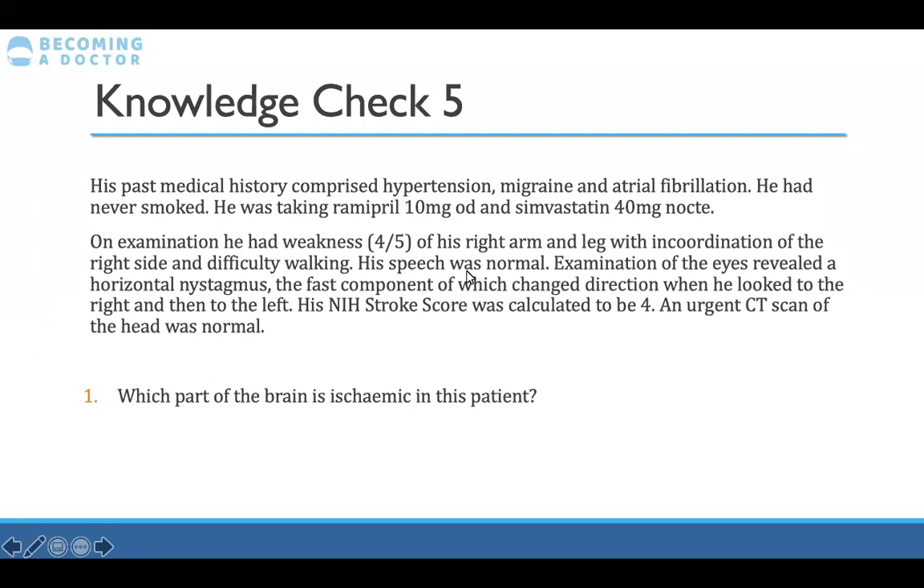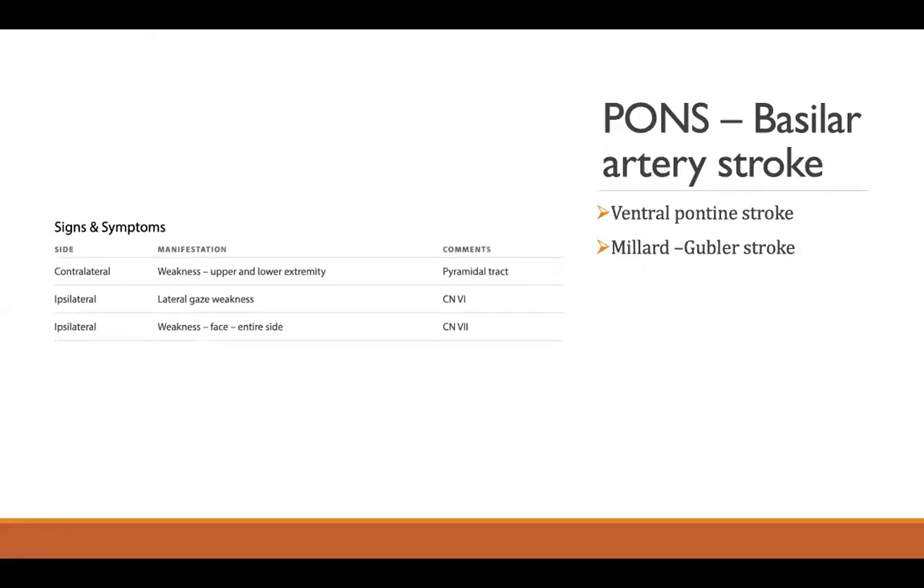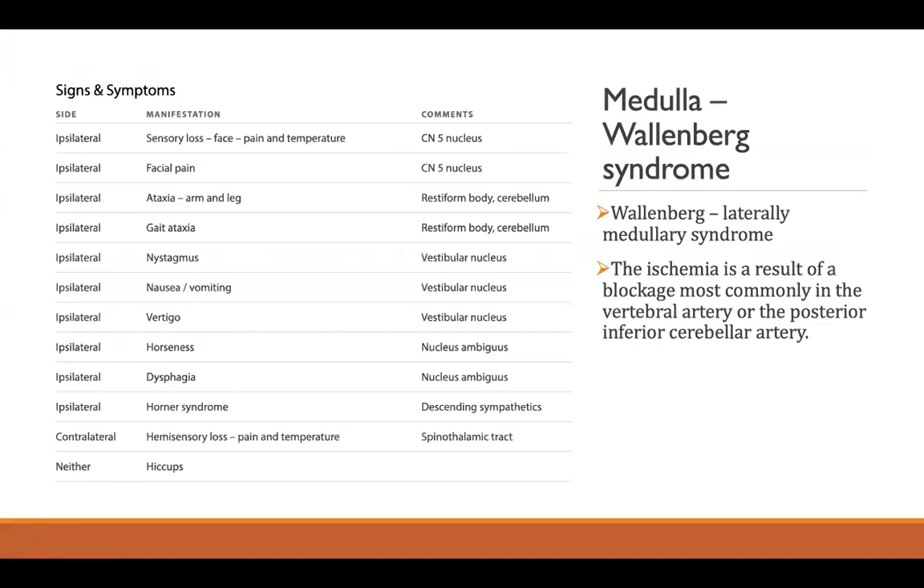The speech was normal. Okay. The examination of the eyes revealed horizontal nystagmus, and these all point to a posterior circulation stroke. Perhaps even a lateral medullary stroke. So let's go back to our lateral medullary stroke. We've got the ataxia, we've got the nystagmus, so it could be in the medulla or the cerebellum. So we know roughly where it is.